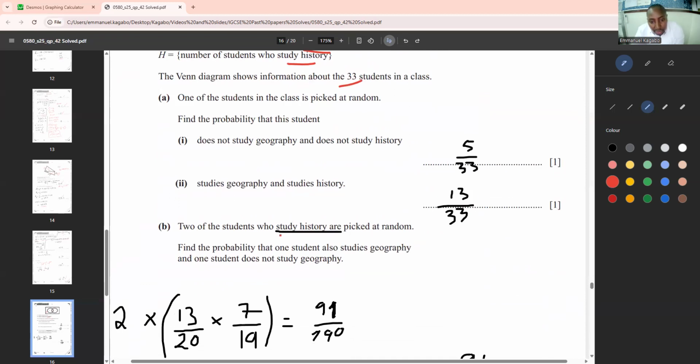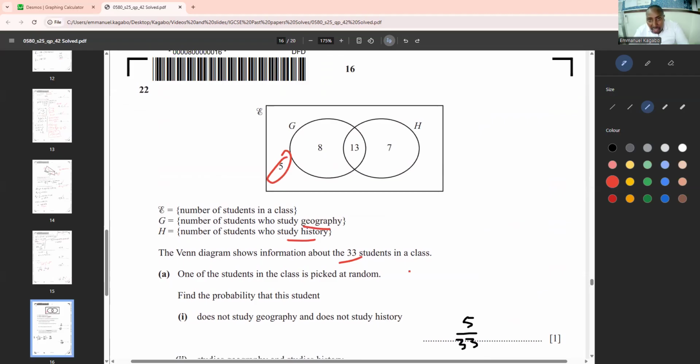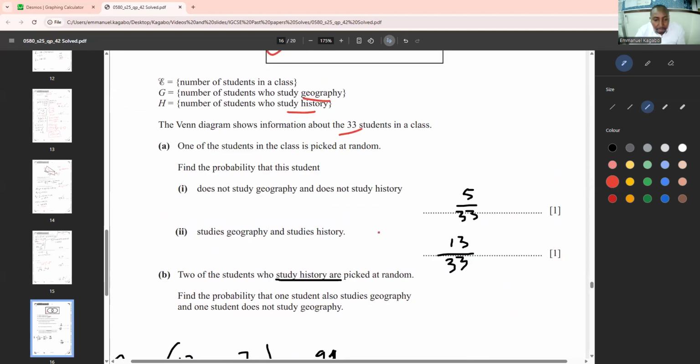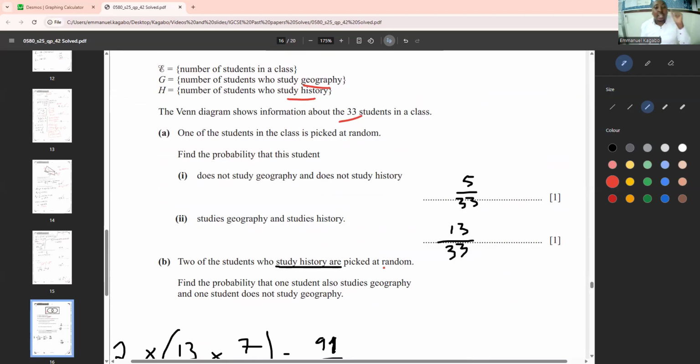2 of the students who study history are picked at random. Find the probability that one student also studies geography. Okay, let me read that again. 2 of the students who study history are picked at random. The people we are picking them from study history. How many people, guys, study history? That will be 20 students, because 13 plus 7. Now, we are picking from those who study history, okay?